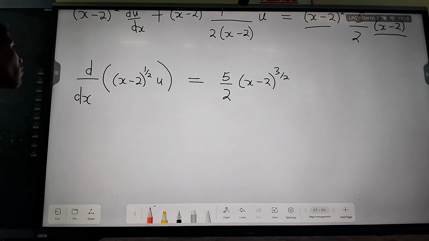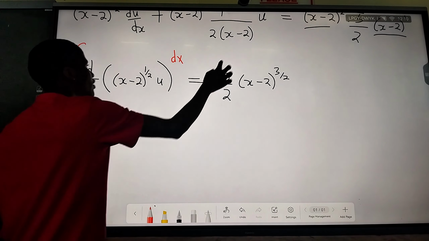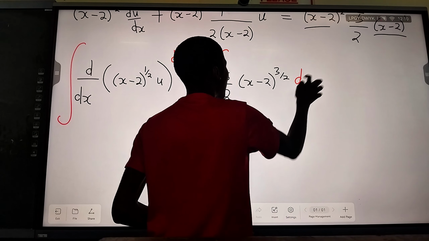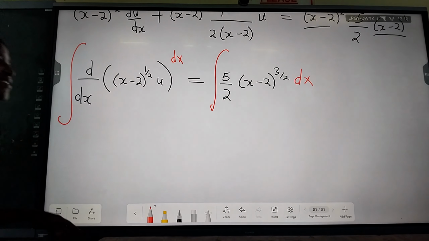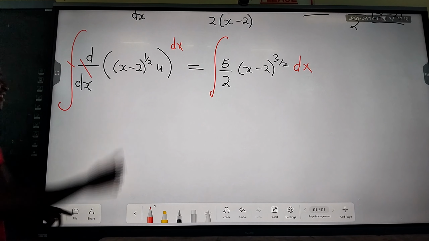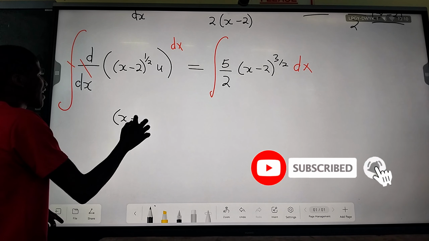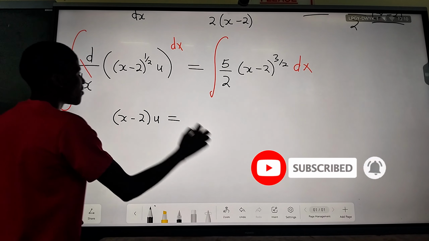And then I'm looking for the value of u. What do I do to find the value of u? I integrate both sides with respect to x, so that the derivative and the integral cancel out. And I have a scenario whereby I've got (x minus 2) times u is equal to.